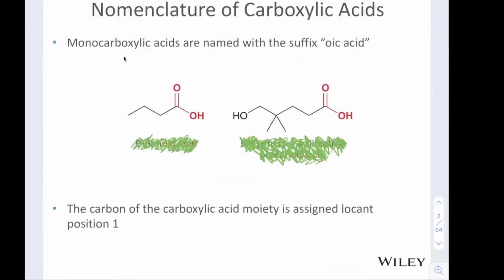So when we name carboxylic acids, we're going to use the same rules that we've used for alkanes and alcohols. We're going to find the longest carbon chain. We're going to look at substituents. We're going to talk about where the substituents are. In order to get the ending of the name, we're going to figure out which functional group is in the molecule and which functional group wins. Well, it turns out that carboxylic acids win. They are the ultimate winner of nomenclature.